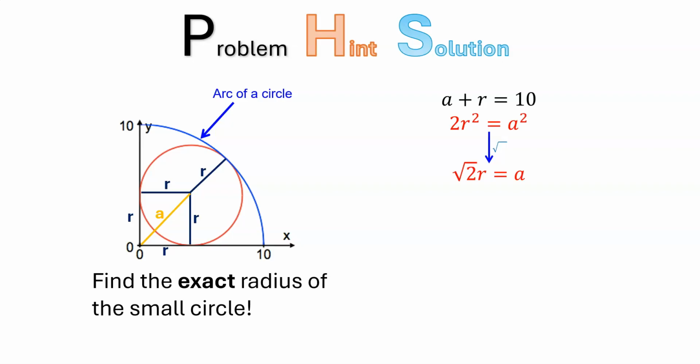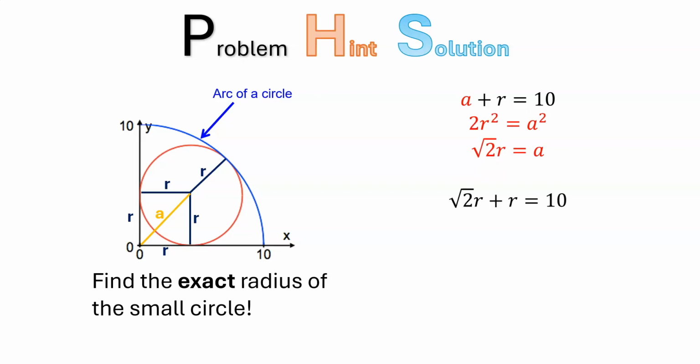Now that's useful because now I've got a equals something, I can substitute that in for a in the first equation, which gives me an equation with just r and no a in it at all. So I can solve this. To do so, I need to take out a factor of r. So the r goes on the outside of the brackets. r times root 2 gives me the root 2 r, so I've got root 2 first on the inside. And r times 1 will give me the r. So that means I've got r(root 2 plus 1) equals 10.